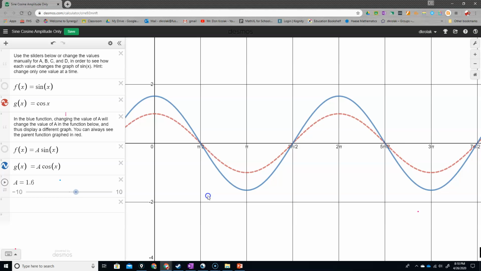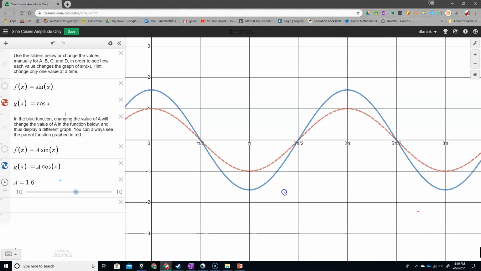It's been vertically stretched, but the period hasn't changed, nor has the midline. I'm just stretching up the hills and pulling down the valleys.